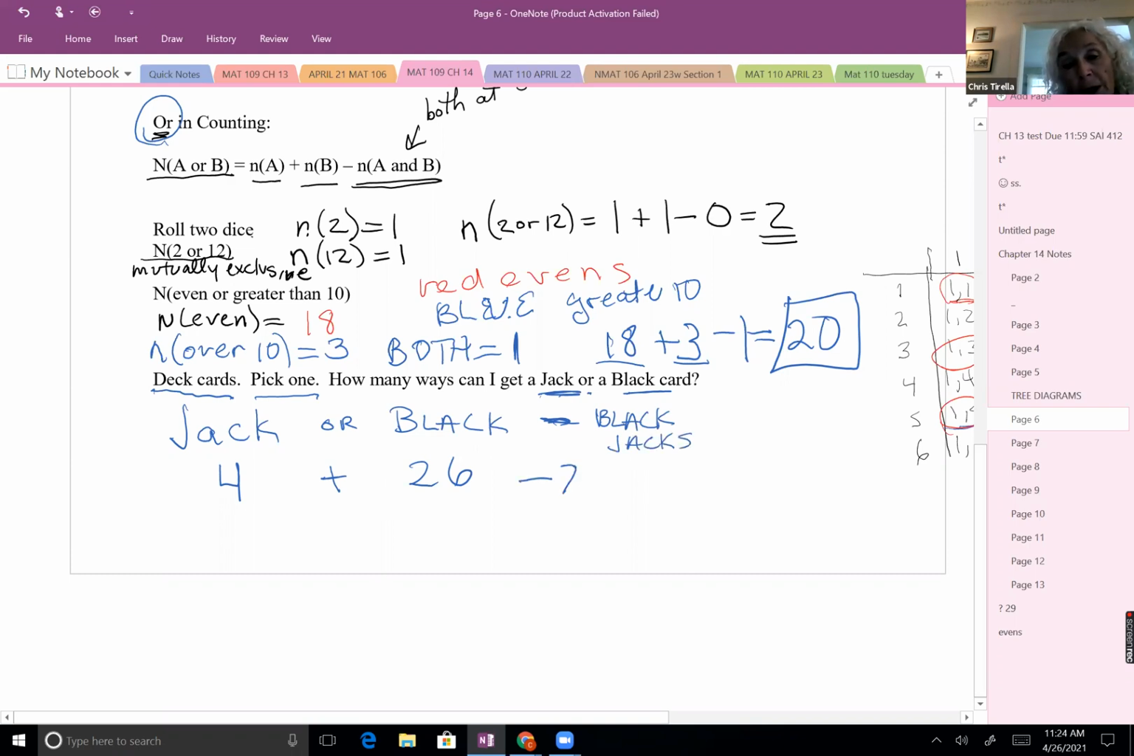And is everybody all right? There are 2 black jacks, 2 cards that would count as jacks, that would also have counted as black cards. And so that gives me 30 minus 2 or 28. I think cards are great for these. If that's all right, then let's go to that next page. This is the word or in counting. And or means add, subtract the overlap.